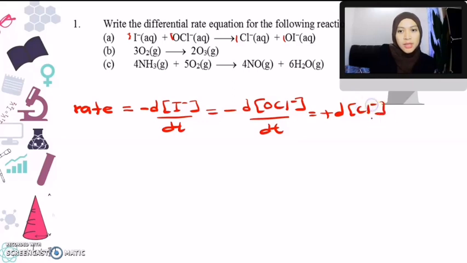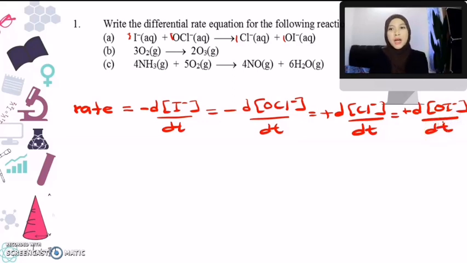d[Cl-]/dt equal to positive d[OI-]/dt. So this is how to write the differential equation for question A. This is A. Okay, now let's discuss question B.